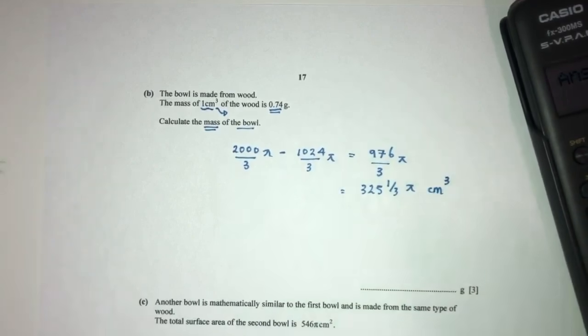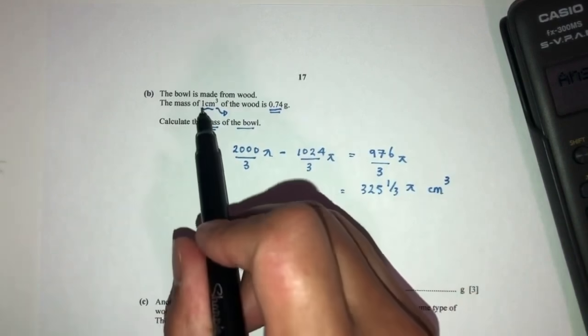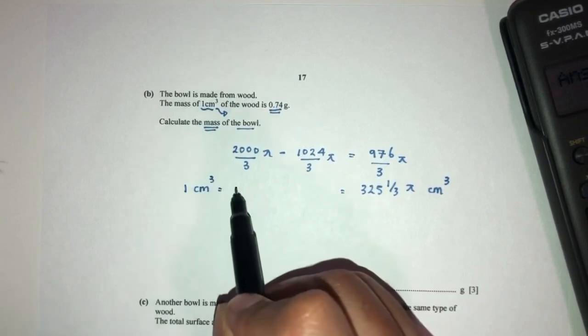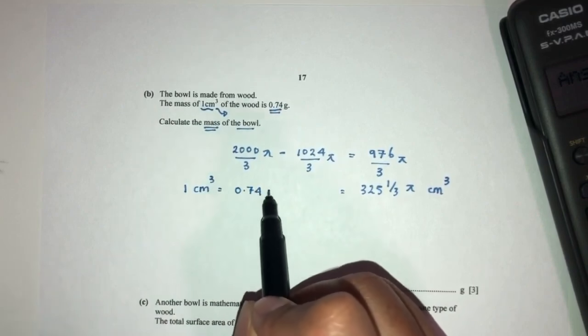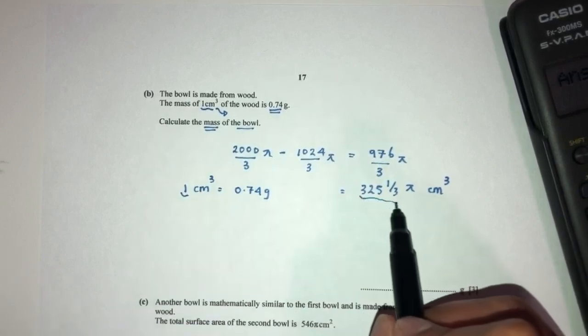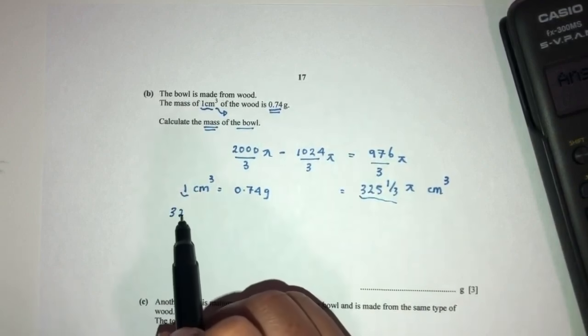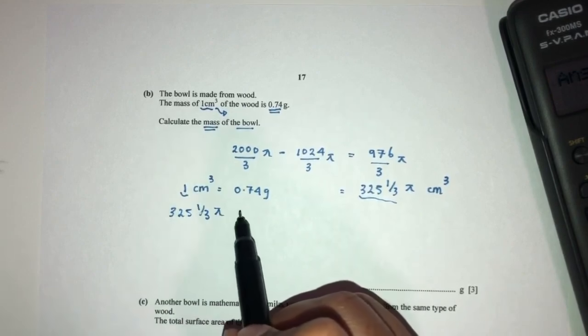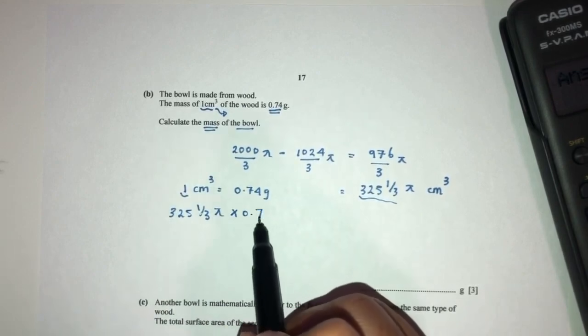Now we want to find the mass, which is grams. We understand that 1 centimeters cube is equal to 0.74 grams. Obviously, using ratio, if 1 is that much, this will be how much? So we take this 1/3 pi. We have to multiply by 0.74 grams.